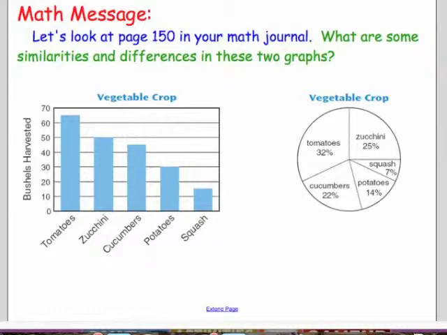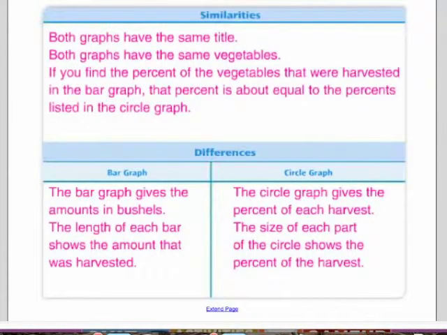Okay, you're back, so you must be finished. Let's go ahead and look at some examples here. So here are some similarities. They both have the same title. They both have the same vegetables. If you find the percent of the vegetables that were harvested in the bar graph, that percent is about equal to the percents listed in the circle graph.